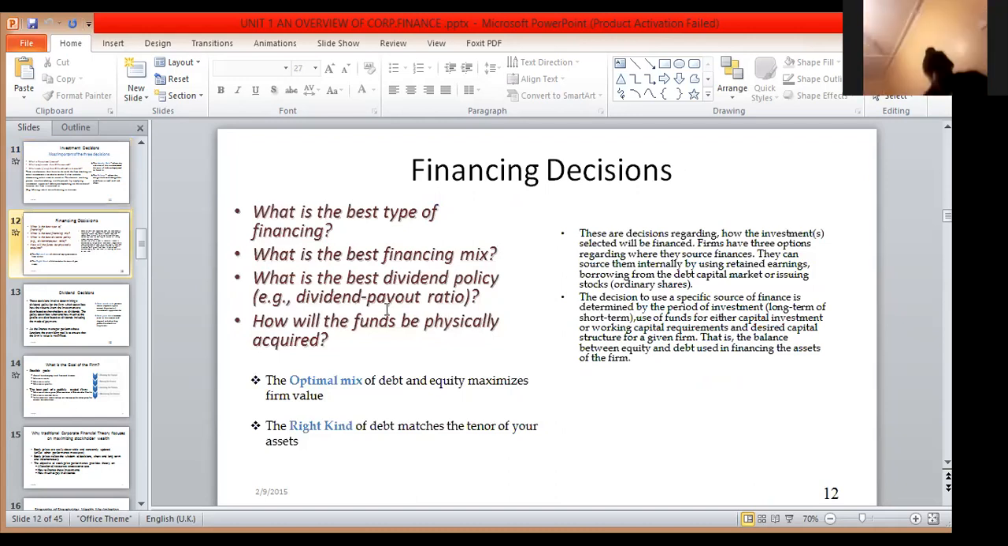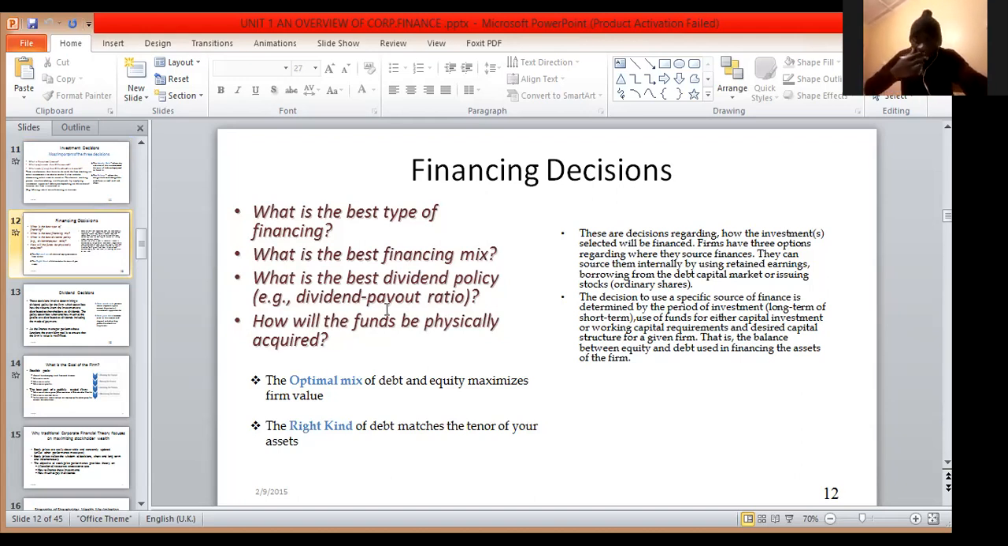When you look at the financing decision, it's all about what is the best type of financing. Should we use debt financing where we borrow money? We are also looking at what is the best financing mix. How much debt should we mix with how much equity? That is what is involved in the financing mix. So these are the decisions that fall under the financing decision.